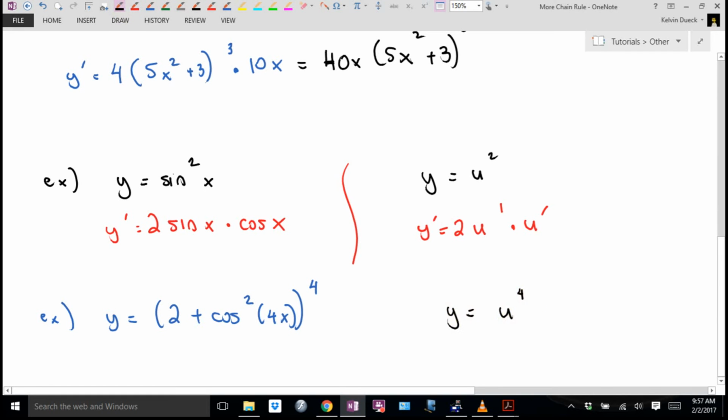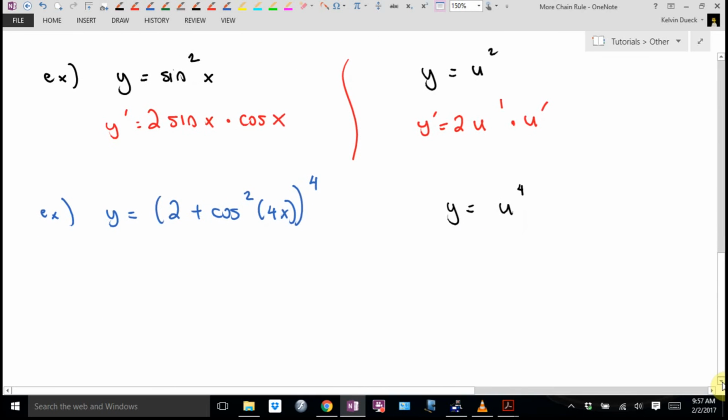That's what I see. Something to the 4th. So I'm going to deal with that part first. How would I take the derivative of that? It would be move the exponent down. It's going to be subtract 1 from the exponent. Rewrite what's inside. Rewrite u.